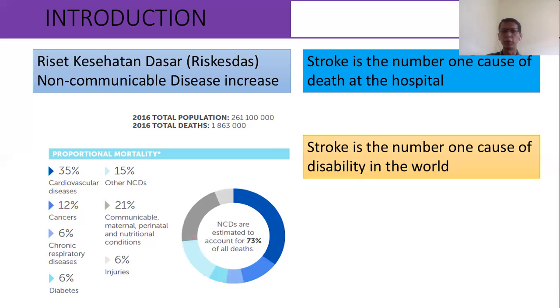Another problem is that stroke is the number one cause of disability in the world. As we know, when stroke patients get well, they have difficulty to walk. Sometimes they have difficulty to talk, to think, to eat, and so on. They have difficulty doing activities of daily life.